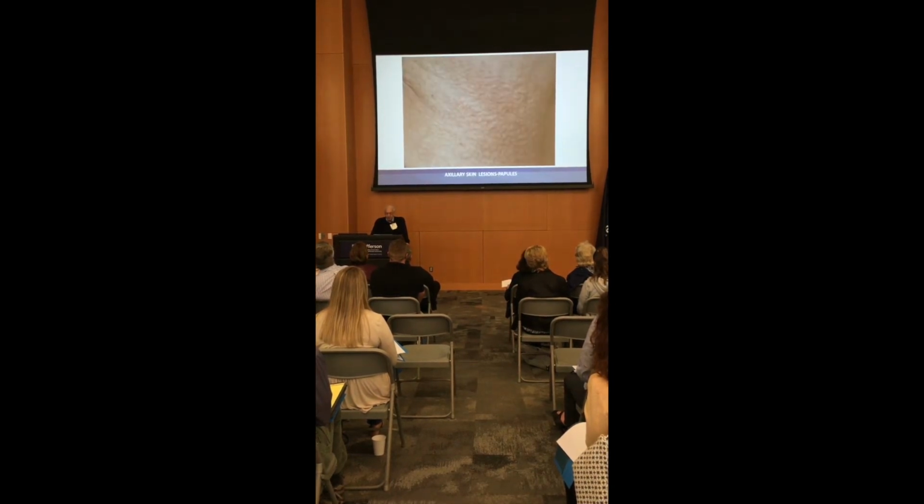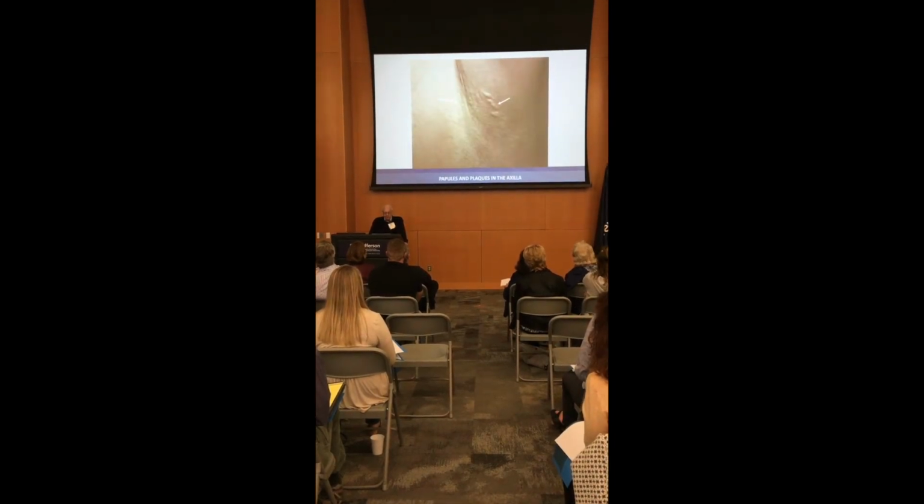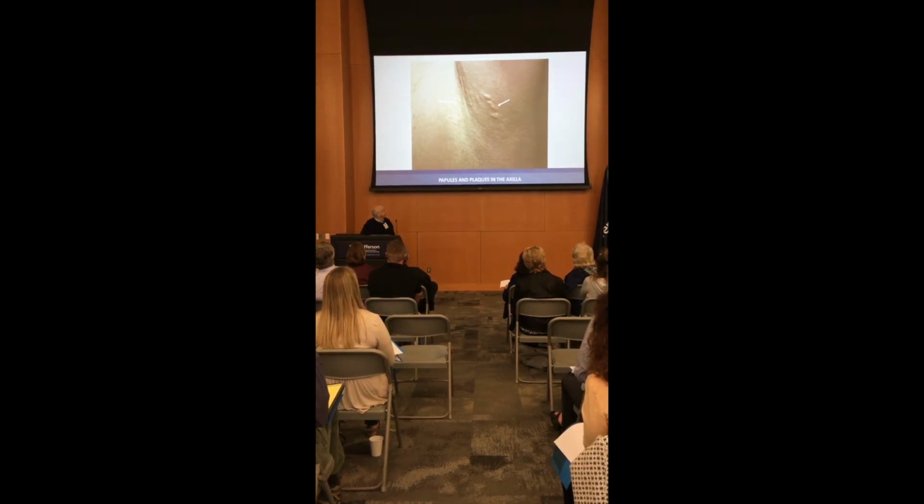This is the underarm. Here again you see papules. These are the two places we look most frequently. Here's another patient with plaques in the underarm and some papules. The arrow on the right points to the plaques, and the arrow on the left points to some papules or smaller lesions.